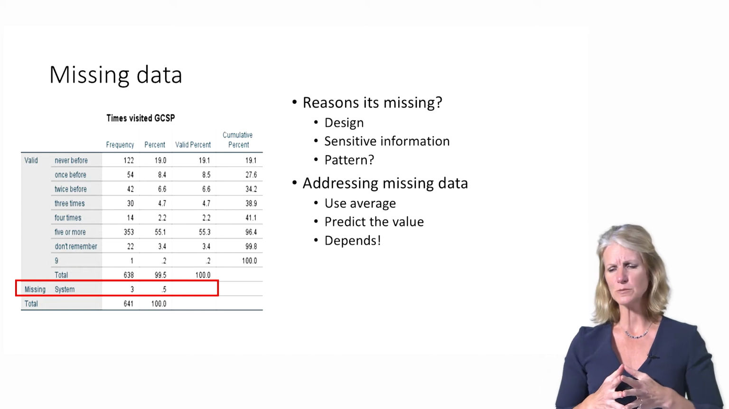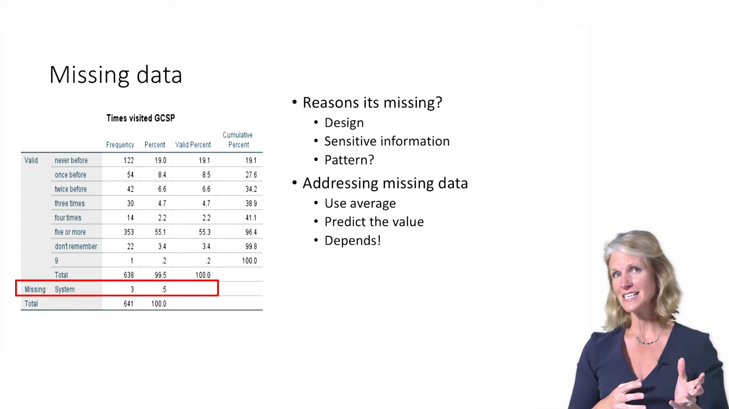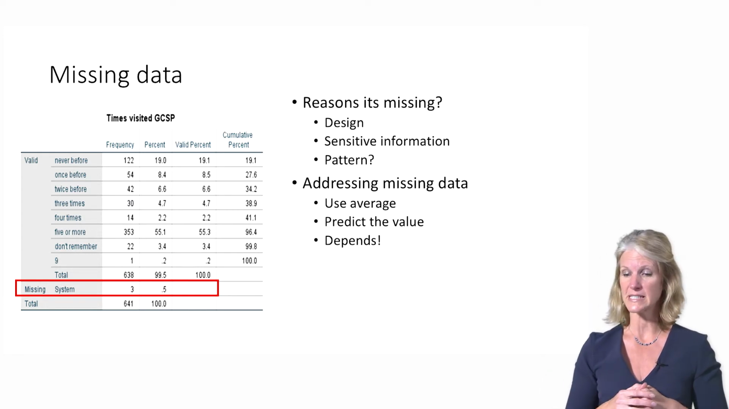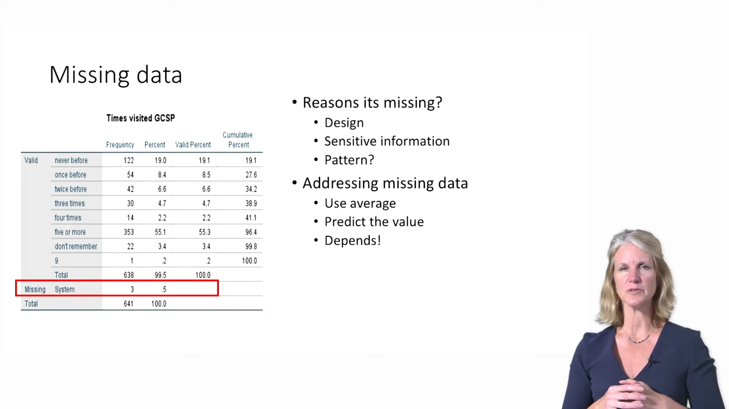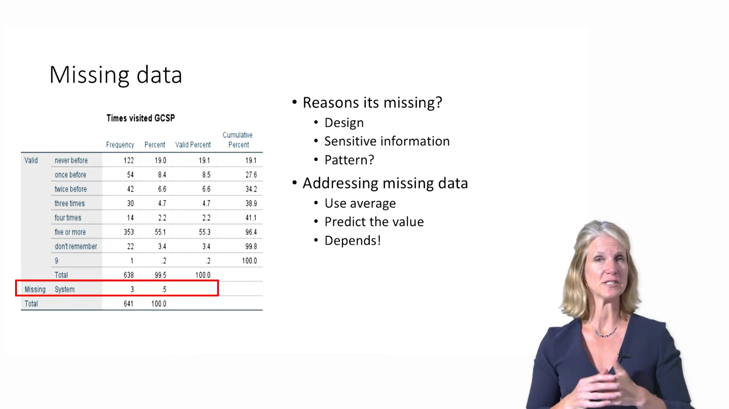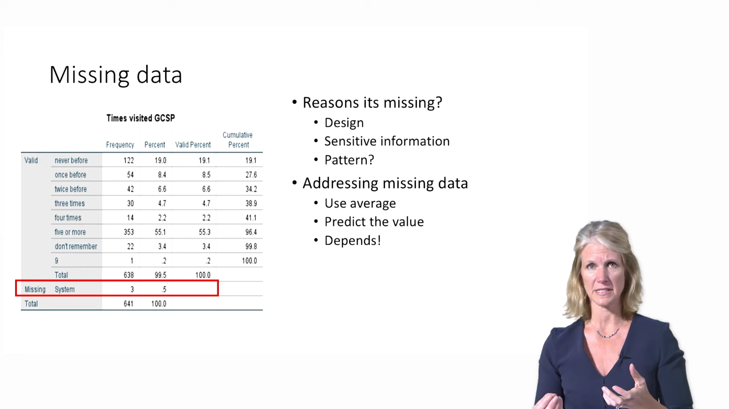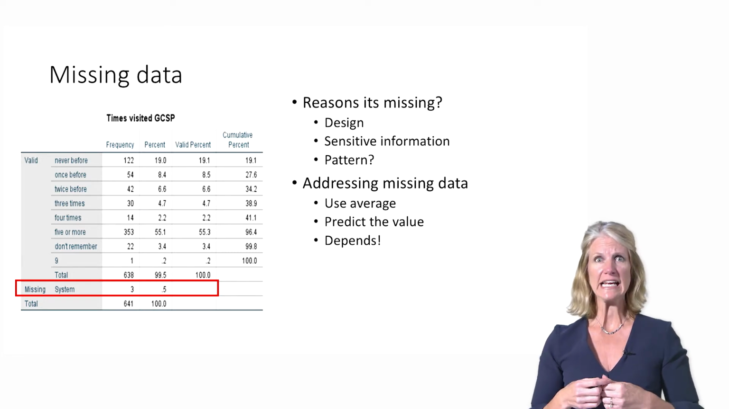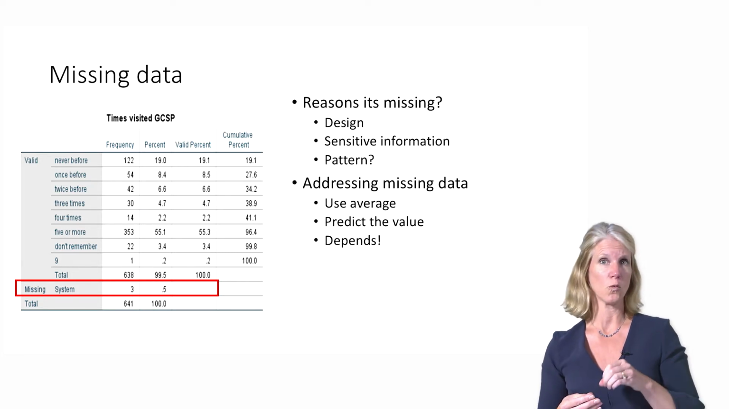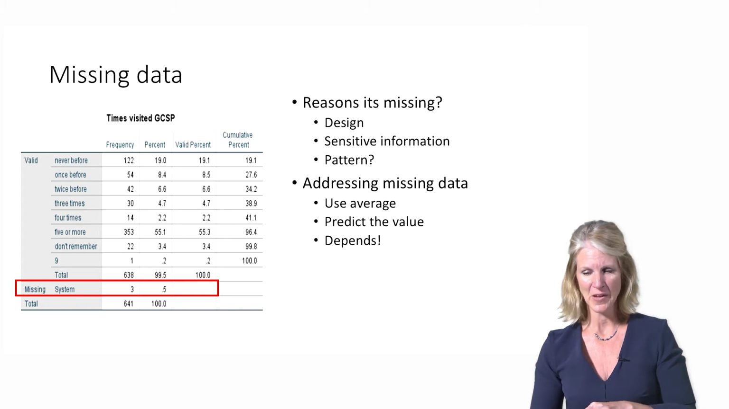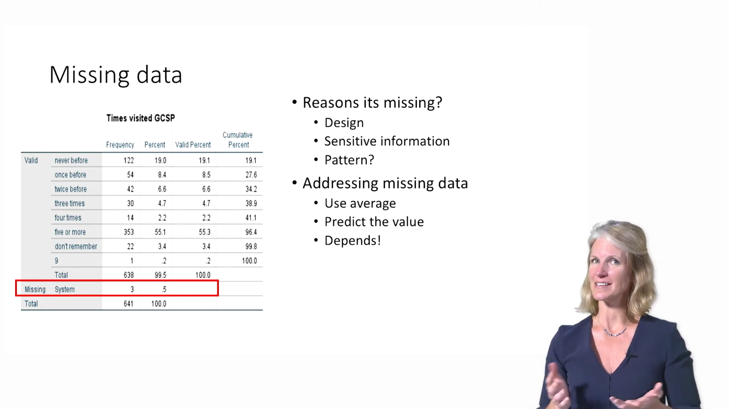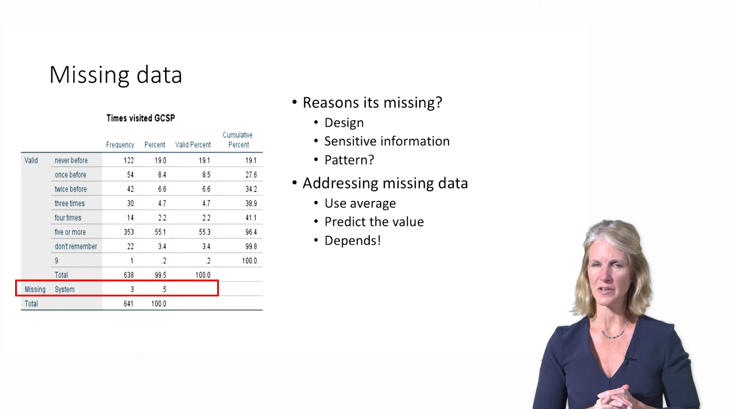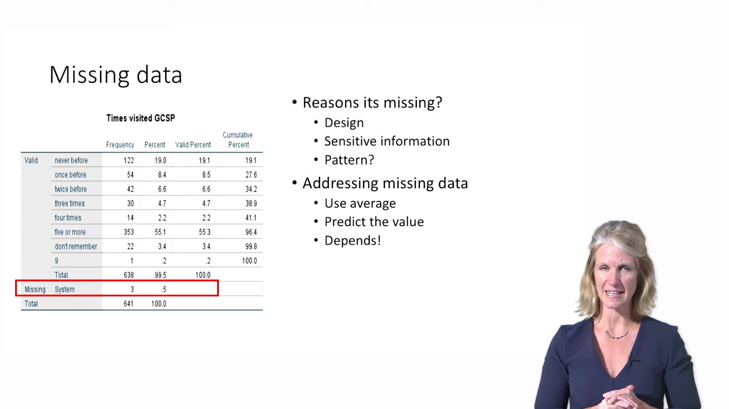Approaches to missing data will vary depending on how much data is missing and why the data is missing. Some options to address the missing data include using the average of a variable to replace the missing data, doing a regression model to predict what that response would have been. It really just does all depend on how much and why the data is missing, so you'll have to adjust and address this on a case-by-case basis.